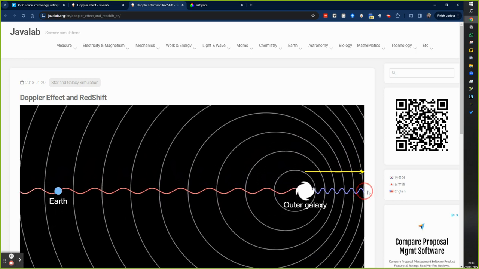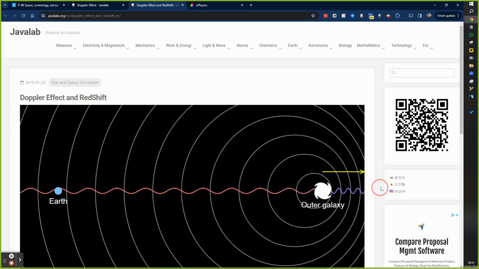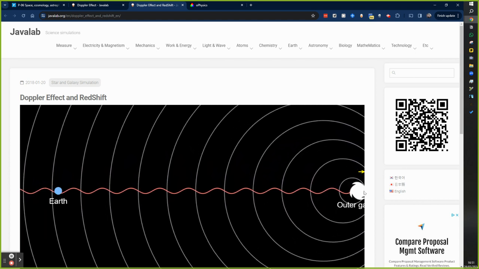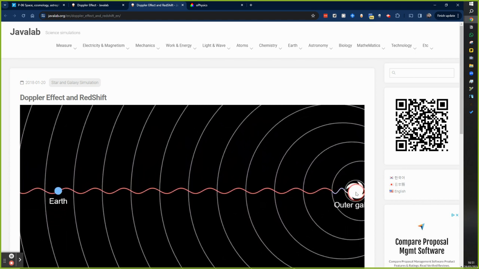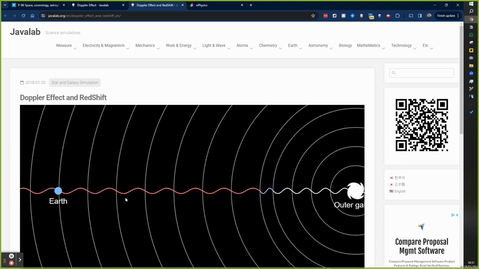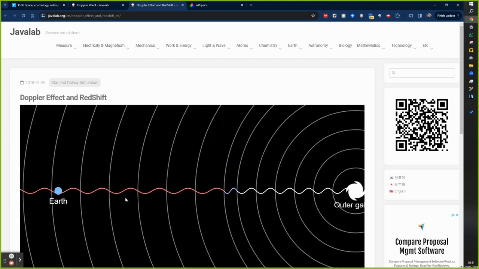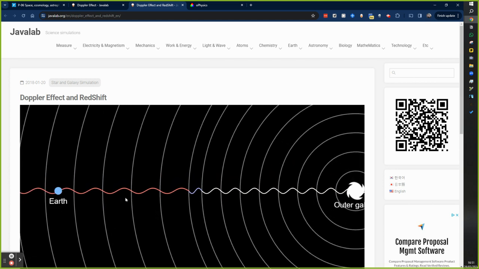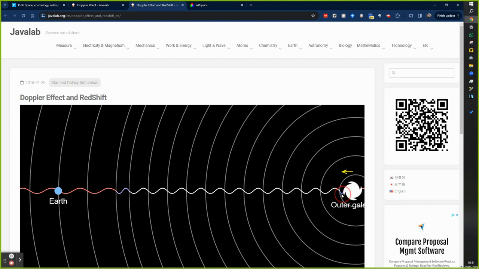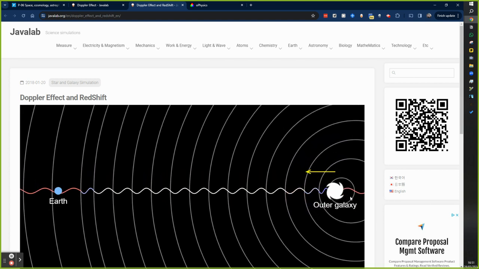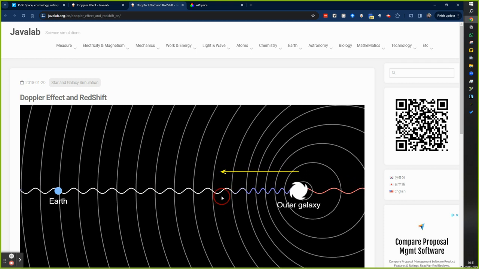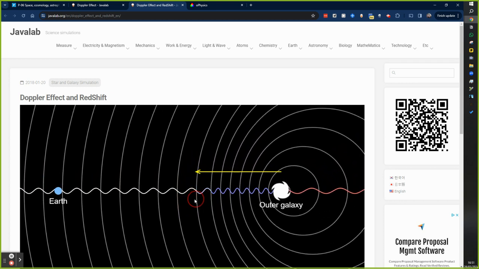This is actually what we notice when we look at distant galaxies. When we look at distant galaxies, we see that they're stretched out. The light that we're detecting, the wavelength has been stretched. The wavelength is longer than we would have expected it to be. So if the object's moving towards us, then it sort of catches up with the wave.